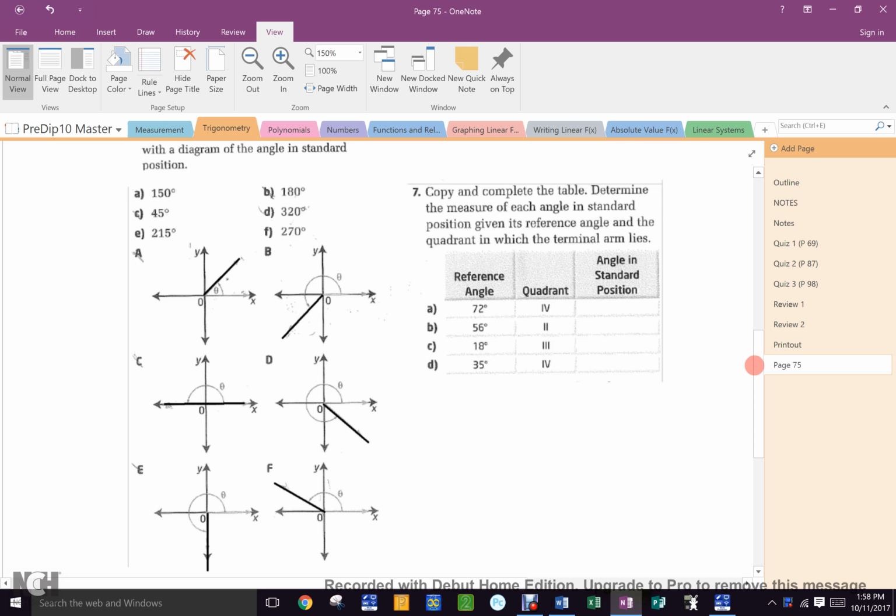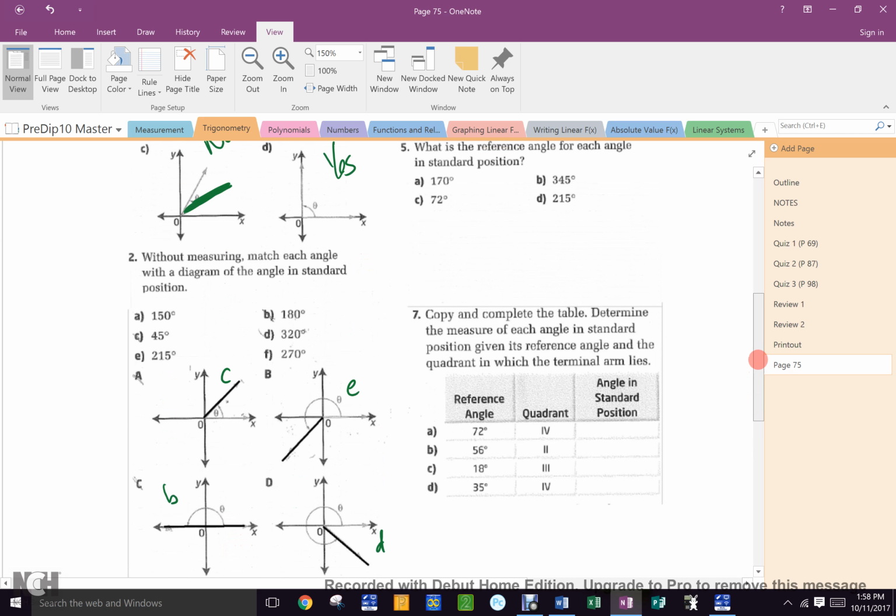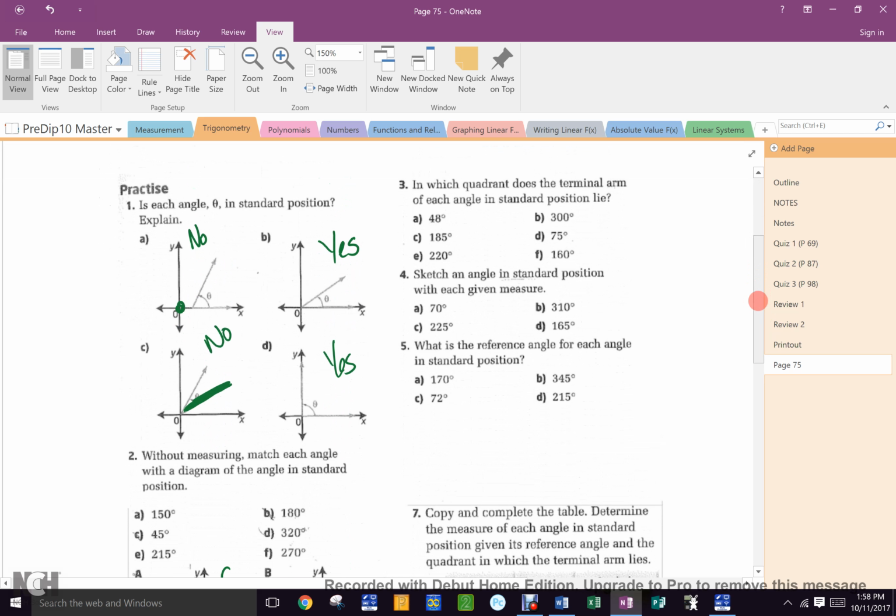Without measuring, where is little a? Where's 150? F. Where's 180? C. Where's 45? A. Where's 320? D gets little d. Where's 215? B gets little e. And where's 270? E gets little f. Excellent. Are people done past there?